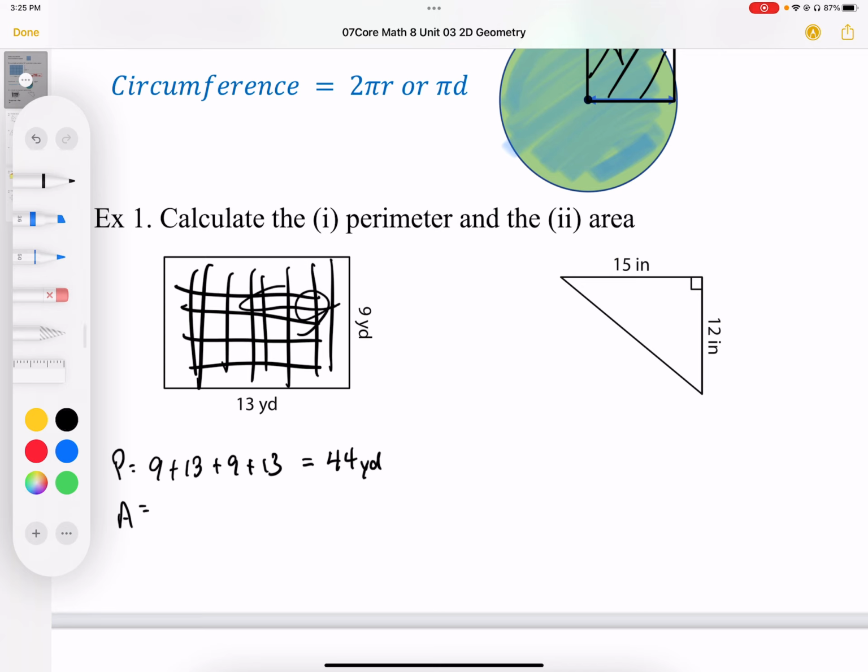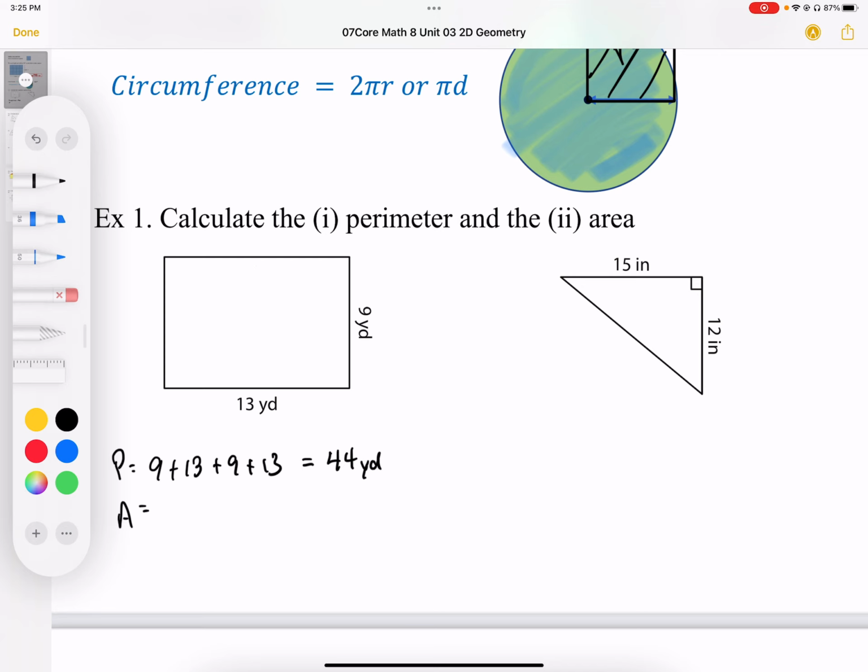But we don't want to have to draw this every time. So what we want to be able to do is just do length times width. As long as they're 90 degrees to each other, they're going to give us squares. So I do on my calculator, 13 times 9 gives me 117. I'm going to end up with 117 squares when I multiply those together.